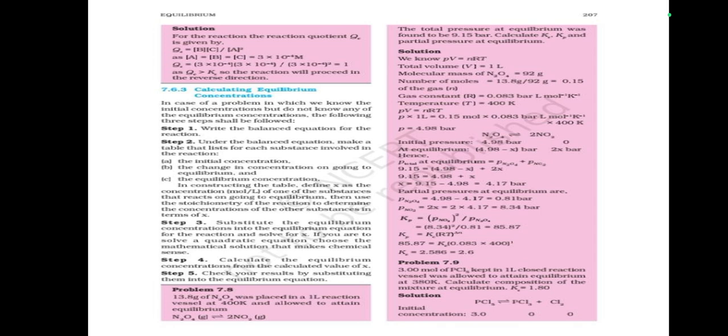Now, if you have to solve a quadratic equation, choose the mathematical solution that makes chemical sense. Step 4, calculate the equilibrium concentrations from the calculated value of x. Step 5, check your results by substituting them into the equilibrium equation. Relationship between equilibrium constant K, reaction quotient Q, and Gibbs energy G. Factors affecting equilibrium.